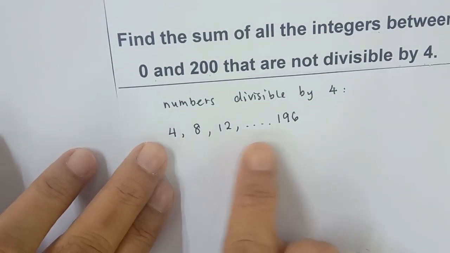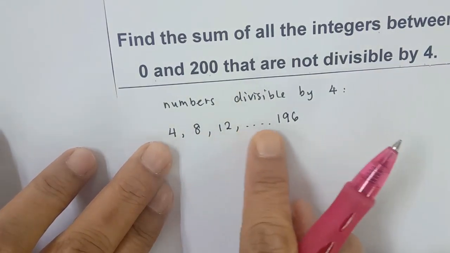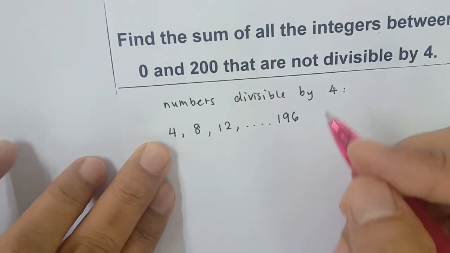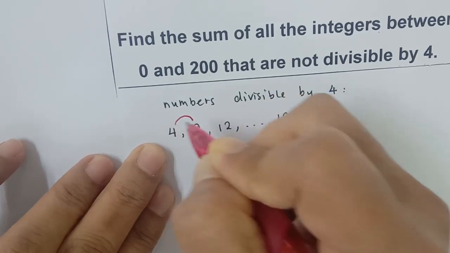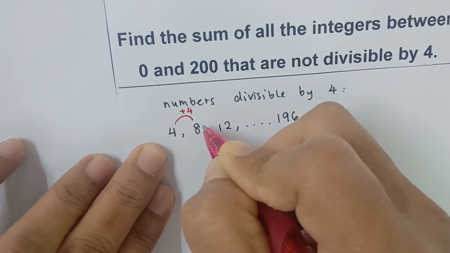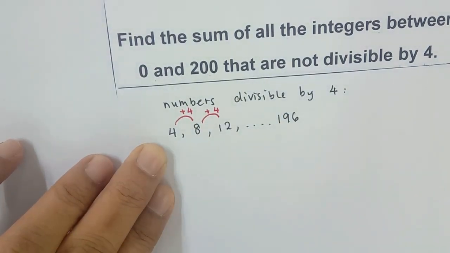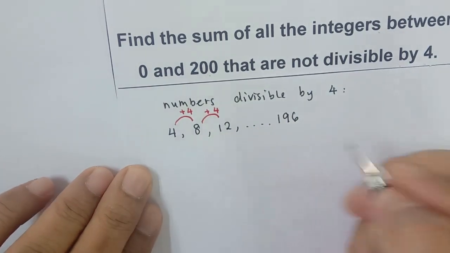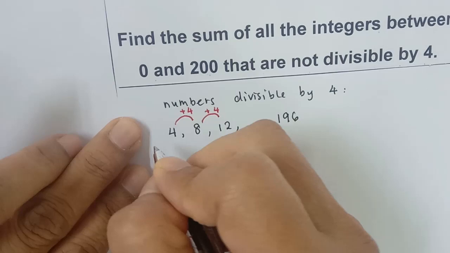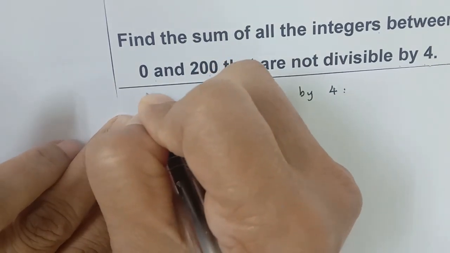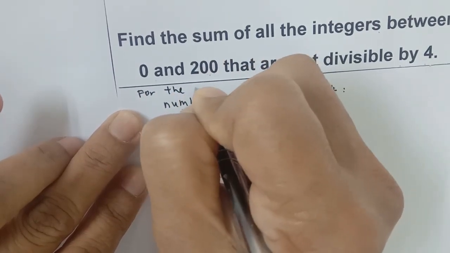Okay. From this sequence, check whether this sequence is arithmetic or not. Okay. So the first term is 4. First term to second term is plus 4. Second term to third term is plus 4. Same common difference. So this is an arithmetic sequence.